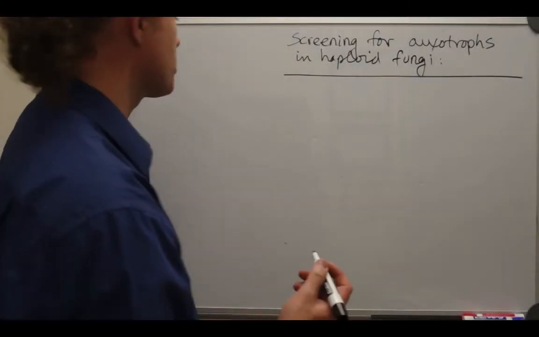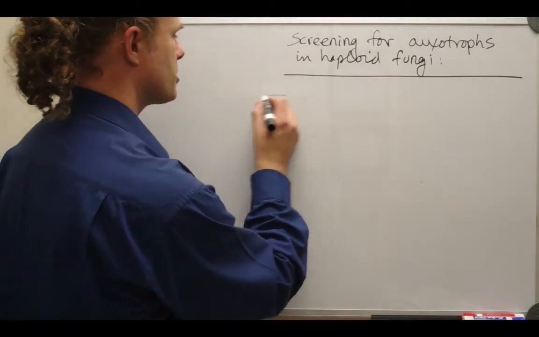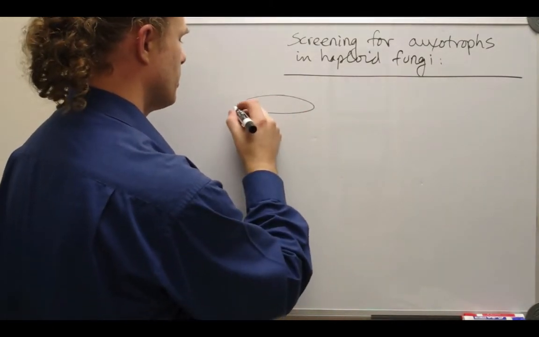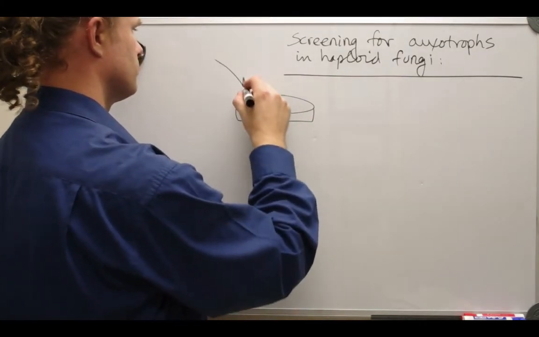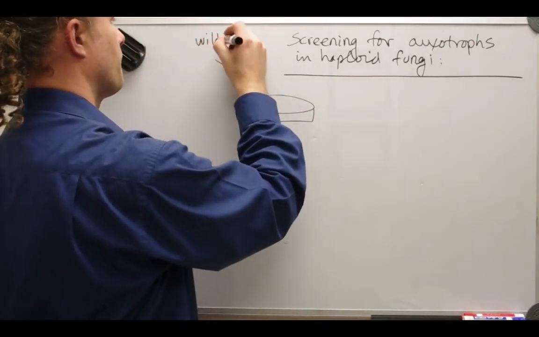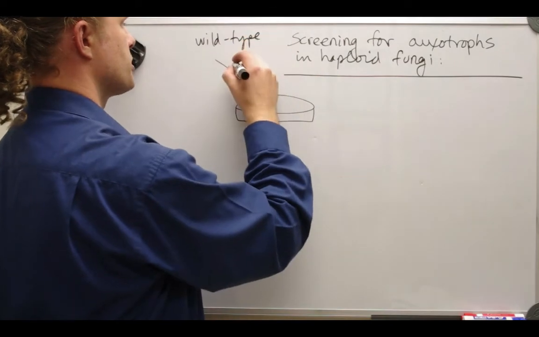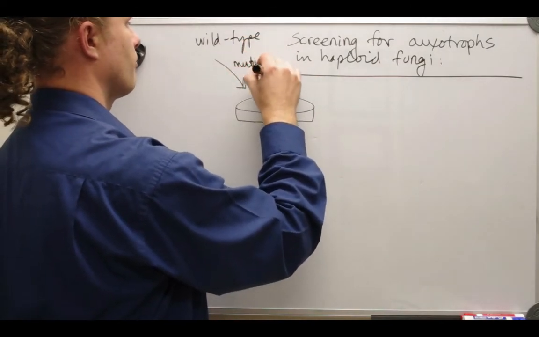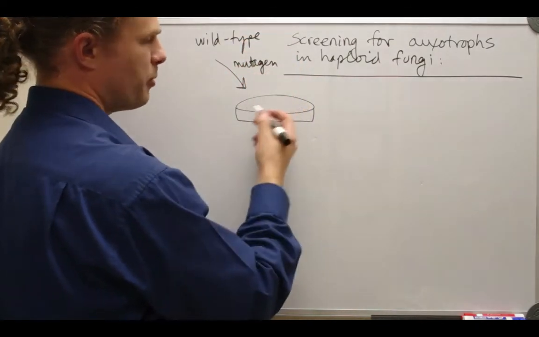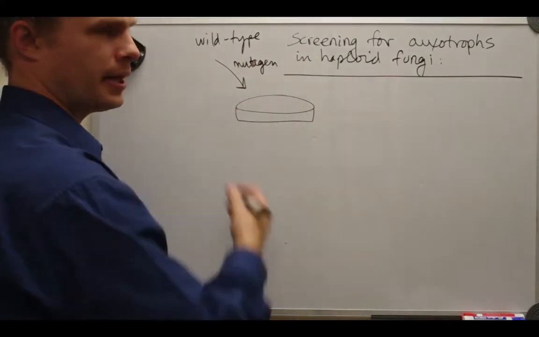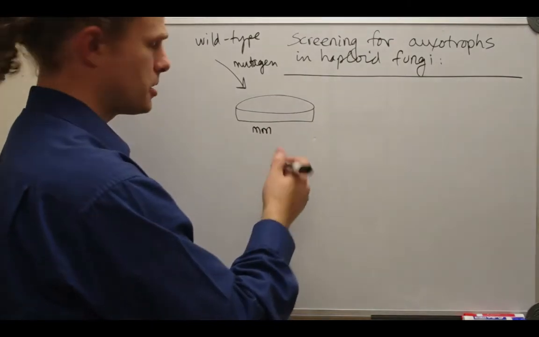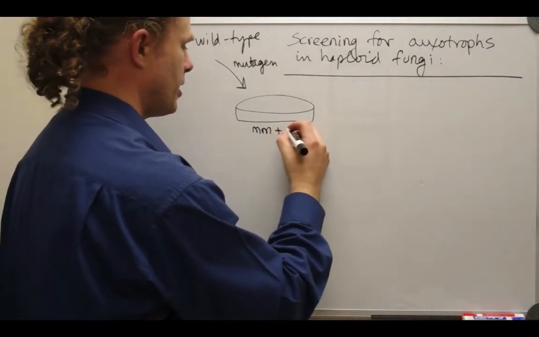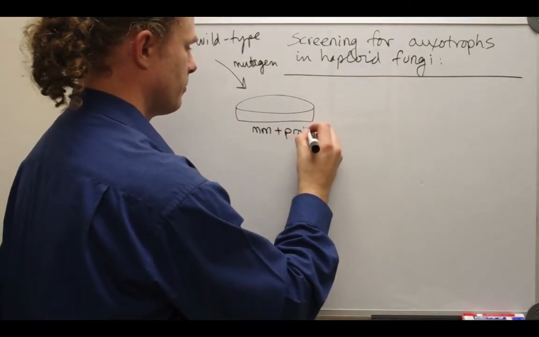So here's how a mutagenesis screen would be done. We would start with organisms that have been exposed to a mutagen. So we take our wild type, we'd expose it to a mutagen, and then we would plate these fungi on a plate that had minimal media, which I'll abbreviate as just MM, and we would supplement with proline.